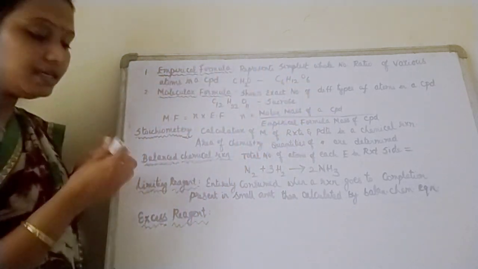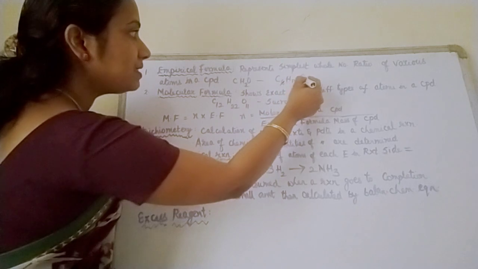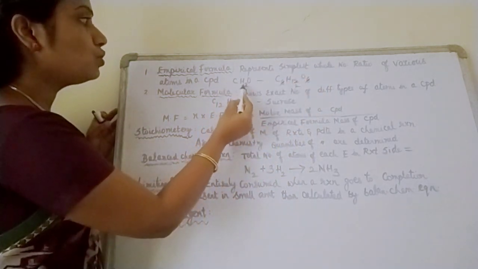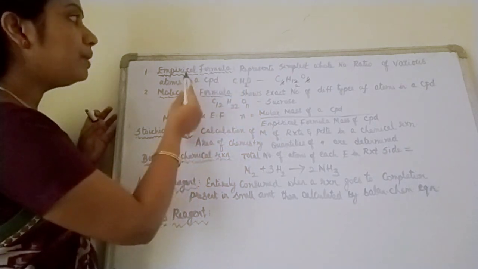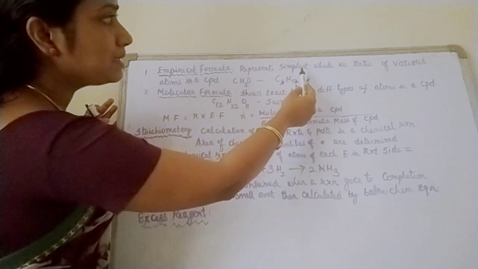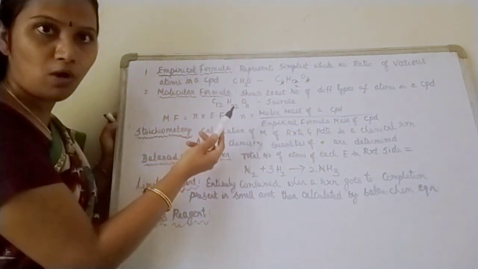C6H12O6. I said it is a simple whole number ratio. So I am going to simplify this. 6 and 6 cancel and this will be 2, correct? So CH2O is the empirical formula. What is empirical formula? It is the simplest whole number ratio of various atoms present in a compound.